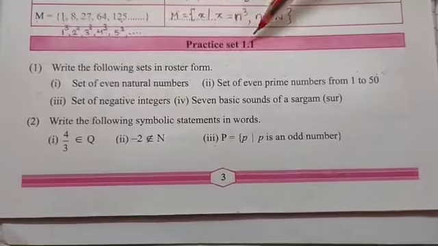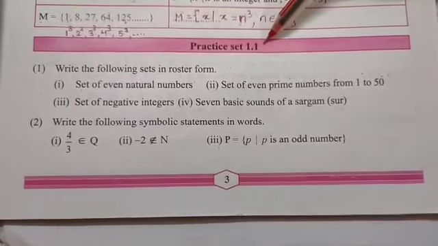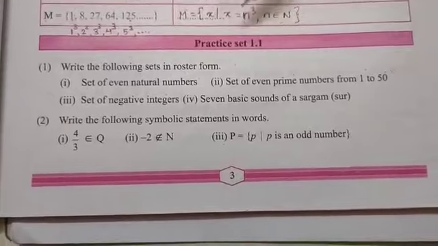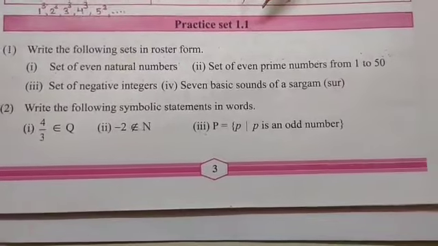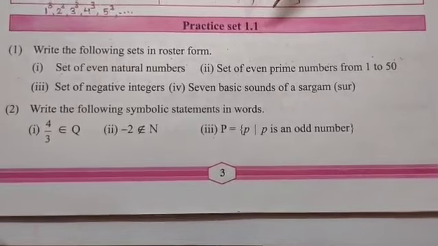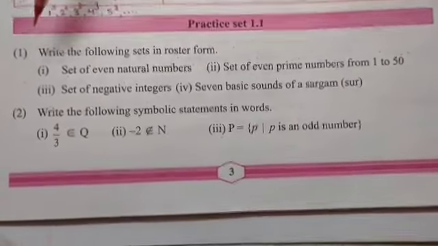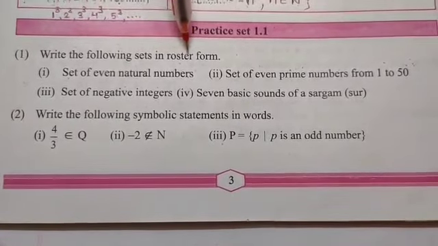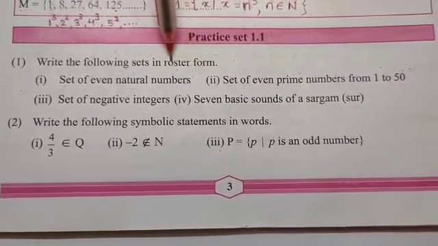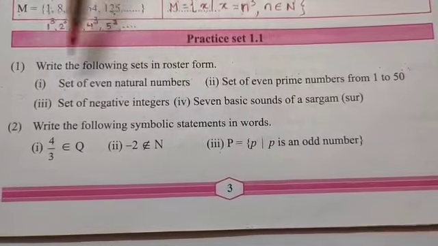Now let's start with practice set 1.1. Students, a few sums I have solved in the notebook that we will discuss in detail, and the remaining sums you have to try on your own. Now see our first question. Write the following sets in roster form. Roster form means listing method only.